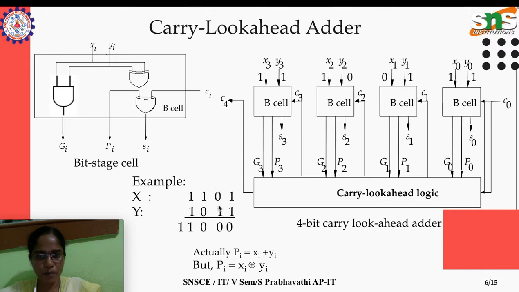1 plus 0 plus 1 is 1 0, so sum is 0, carry 1. 1 plus 1 plus 0 is 1 0, so sum is 0, carry 1. 1 plus 1 plus 1 in binary operation is 1 1. Okay, so this is the C4, and this is the sum. So S4, I think this is S3, S2, S1 and S0. Okay, so when we do the manual calculation, we get the same thing that we get from this carry look ahead adder.